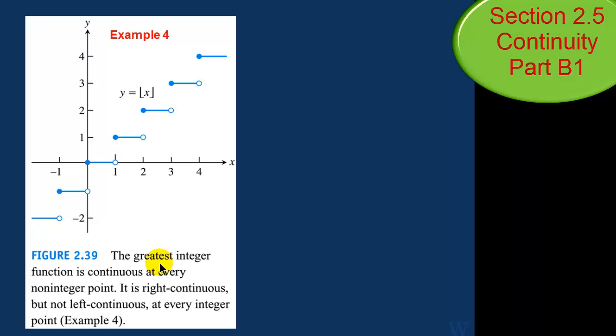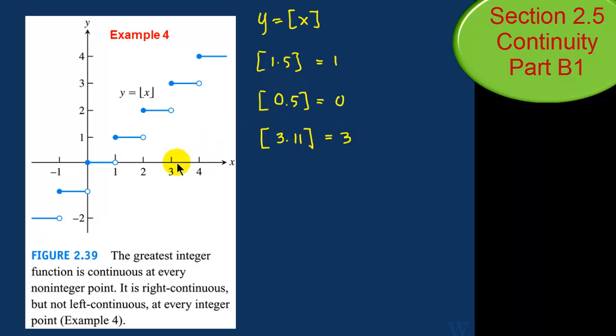Let's look at this greatest integer function. What is the greatest integer? Well, let's just try some function values to test what it means. Okay, when I have y is equal to the greatest integer of x, this means that if I take the greatest integer of 1.5, it is the largest integer that's less than or equal to 1.5, which means it's 1. What is the greatest integer of 0.5? The largest integer that's less than or equal to 0.5 is 0. What is the greatest integer of 3.11? It's 3. And all of that can be seen here.